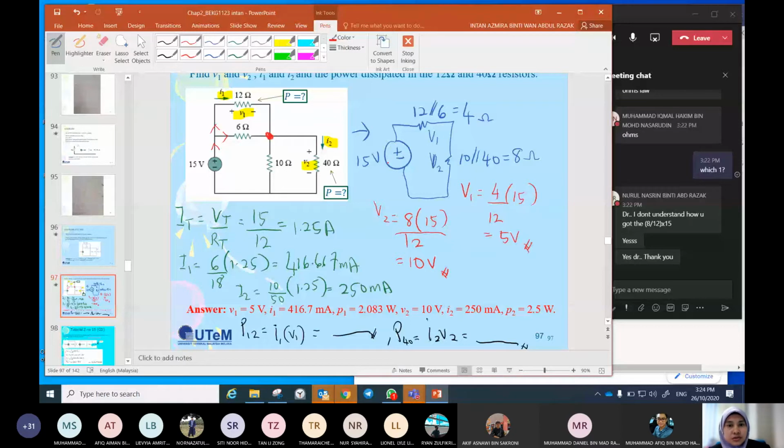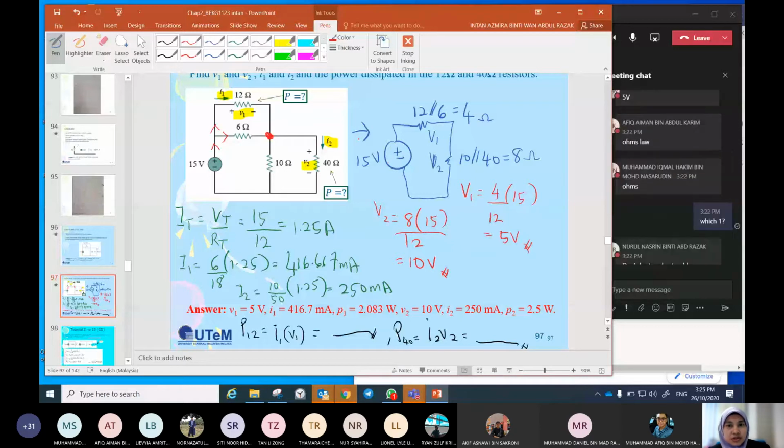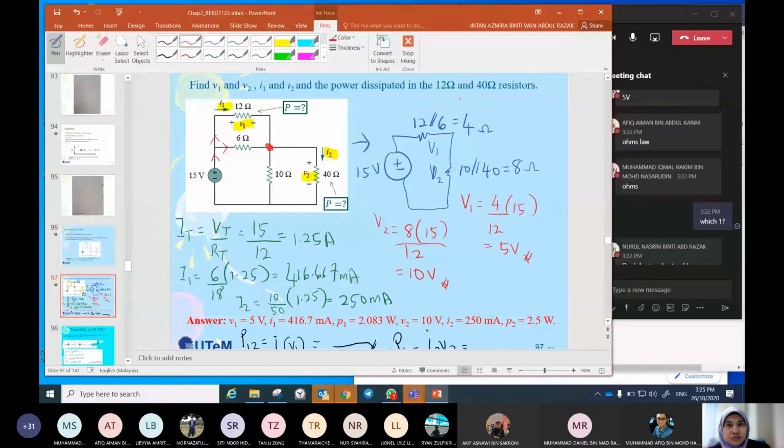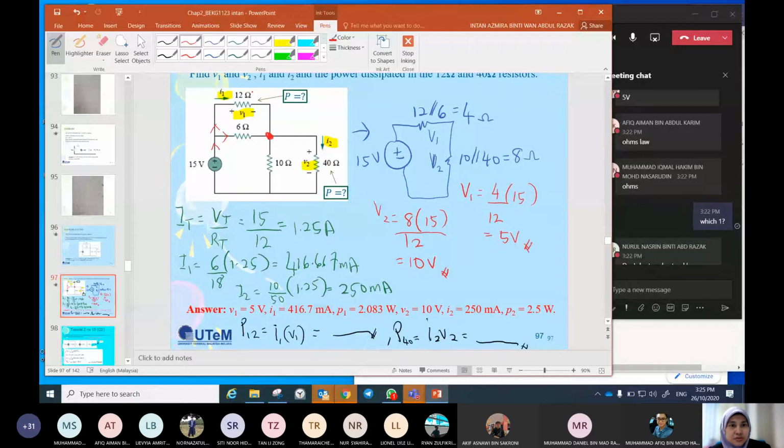Okay, so that settles V1 and V2. How about the power for 12 and 40? P is equal to IV. So we have I1, please multiply with V1. Do not use I total or V total, because we want to find the power of 12 only.